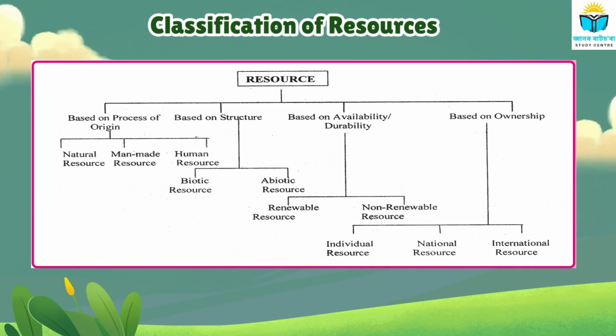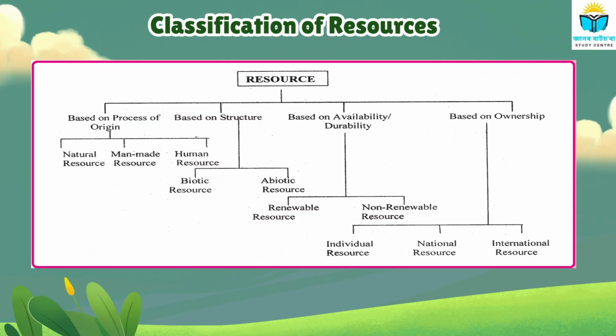Resources can be grouped in different ways based on various criteria. Based on process of origin, resources are classified into three parts: natural resources, man-made resources, and human resources. Again, based on structure, resources are classified into two parts, biotic resources and abiotic resources. And based on availability or durability, resources are divided into two categories, renewable resources and non-renewable resources.